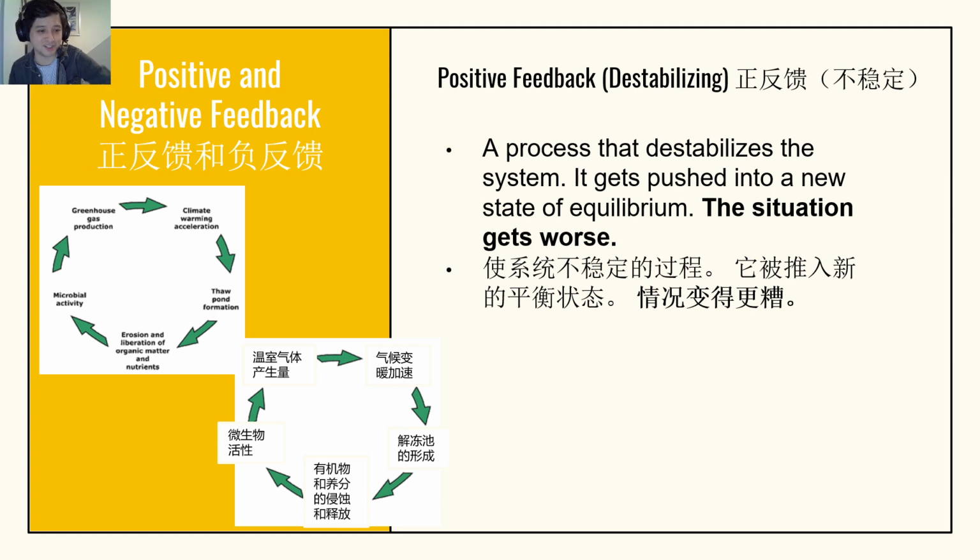It's climate change, right? Unfortunately, it is a positive feedback system, and as the problem gets worse, it gets worse and worse and worse, and that is an issue, right? So that's why scientists try to warn people about this. So it starts out over here, climate warming acceleration, which causes thaw ponds to be formed, which causes erosion and liberation of organic matter and nutrients, which causes microbial activity, which causes more greenhouse gases, which causes the climate to warm.